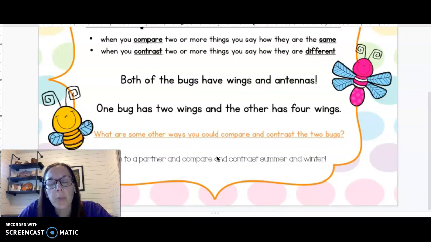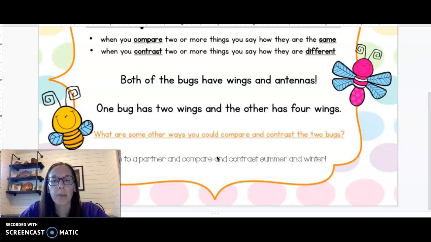So look at both of these bugs on the page. One's on the left-hand side and one is on the right-hand side. Both of the bugs have wings and antennas. So that would be how they are compared, and that would be how they're the same. However, one bug has two wings on the left-hand side and the other has four wings. So that is contrasting because that's how they are different.